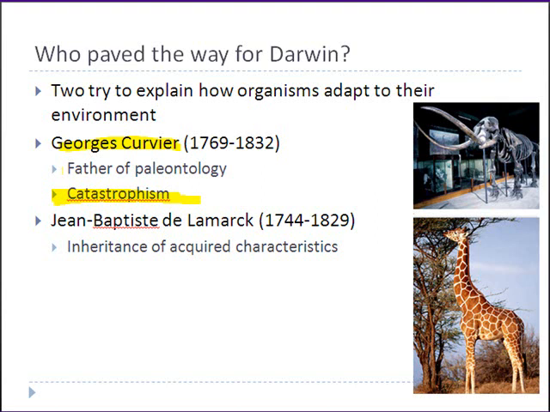Now, the second individual who was pinnacle to the build up to Darwin and his ideas on natural selection and evolution was Jean-Baptiste de Lamarck. Lamarck was a French scientist. He was around in the mid-1700s to the early 1800s, about the same time as Georges Cuvier, and he purported that we have an inheritance of acquired characteristics, that we inherit certain acquired characteristics from our parents and we pass them on to our children.